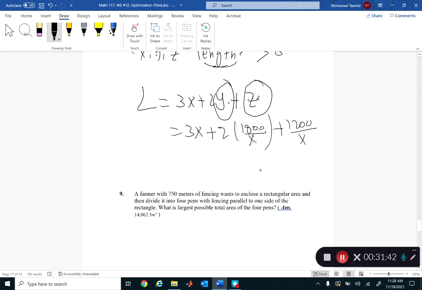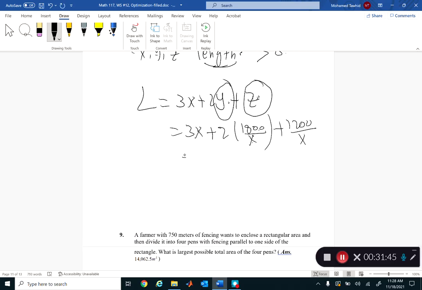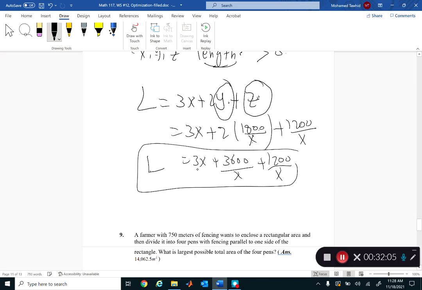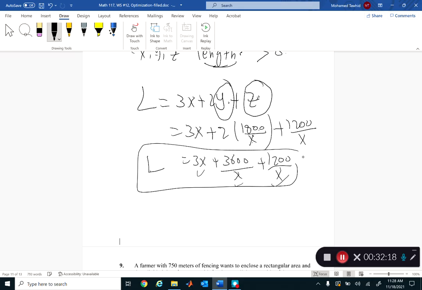If I simplify this, you have 3x plus 3600 divided by x, plus 1200 over x. Now that is our L, right? Yes. So now, guys, what is the good news? The good news is that your L has become a function of one variable, x. So now we are able to apply either the first derivative test or the second derivative test. You are able to solve this problem.